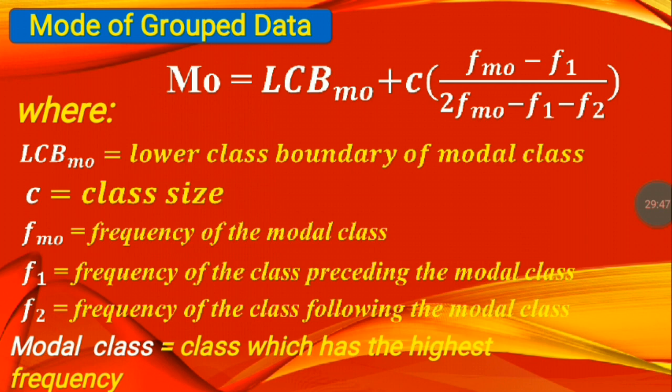And the modal class is the class which has the highest frequency. So the first thing that we are going to do when trying to solve for the mode of grouped data is we need to locate the modal class. And in order for us to locate the modal class, we will just look at the class which has the highest frequency.